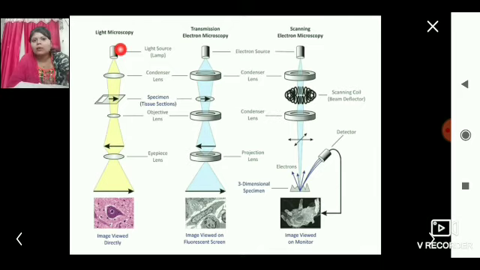So basically the light microscope has a light source, a condenser lens, the specimen kept here, the objective lenses, and then the eyepiece lenses through which the specimen is observed. So this is the eyepiece region which you look through. When you look, you see an enlarged image of the specimen.